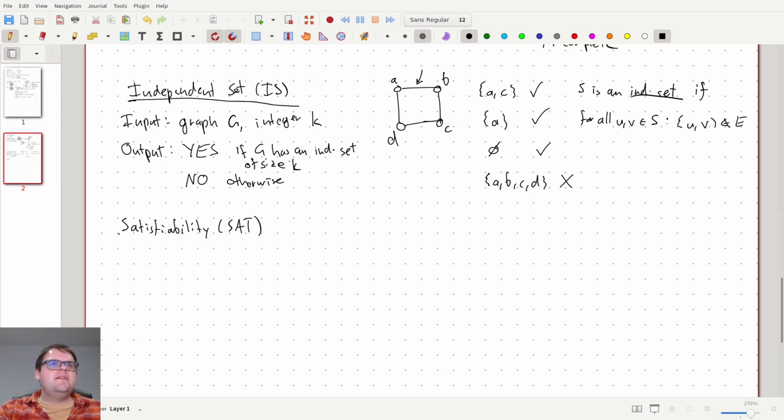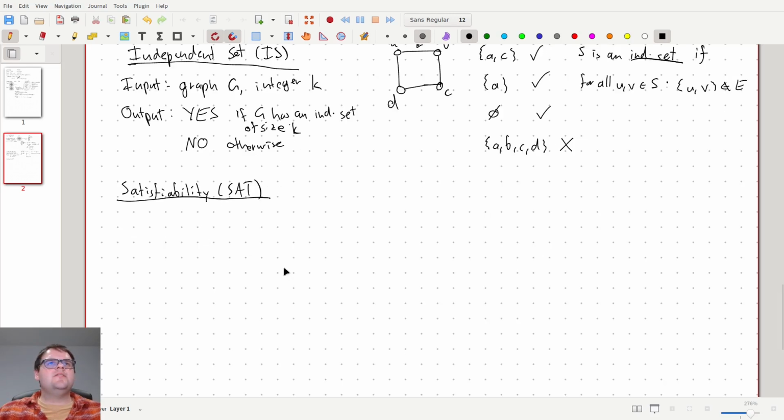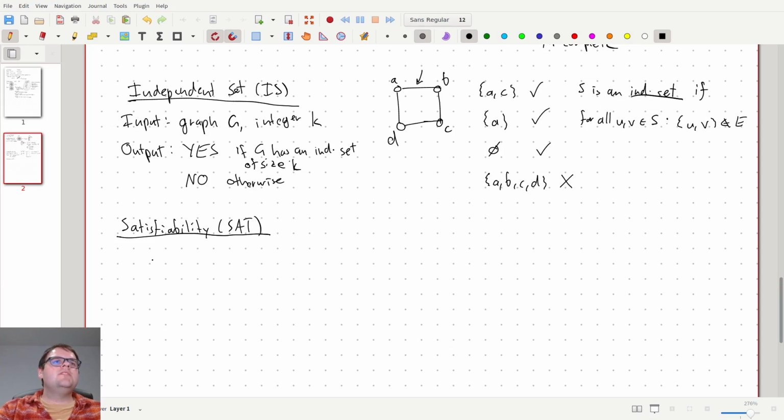Also known as SAT. That's a very common one because you're expressing problems about logical formulas, and you can reduce lots of other decision problems to it because you can express lots of problems using these formulas. Formulas are quite powerful in that sense. So the input is going to be a propositional formula phi in CNF, so conjunctive normal form.